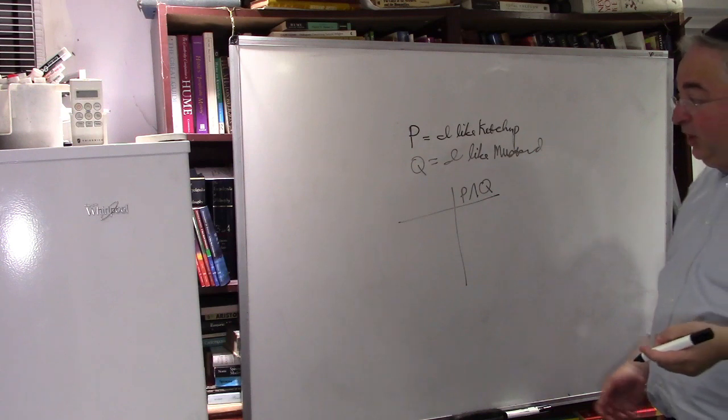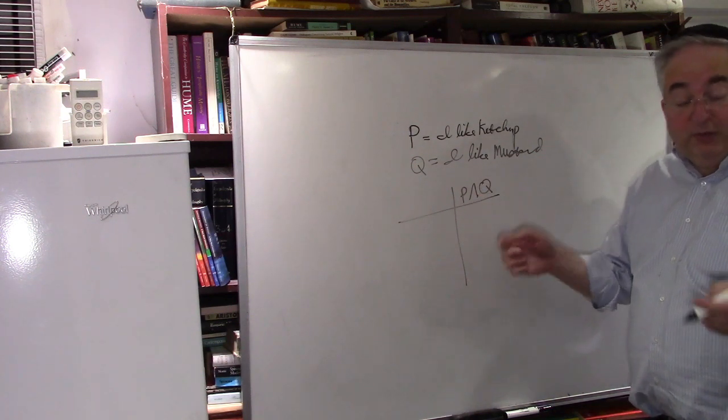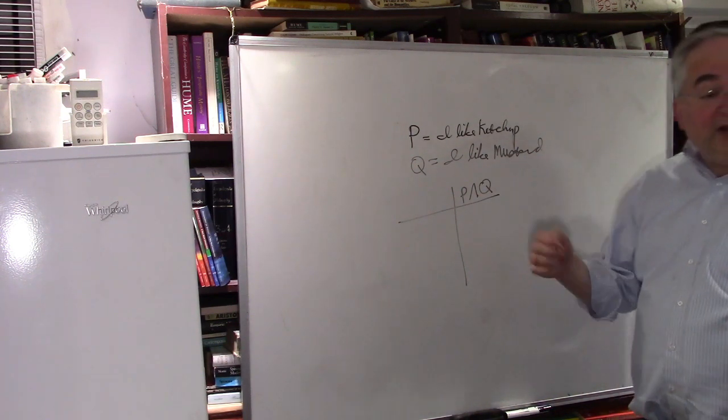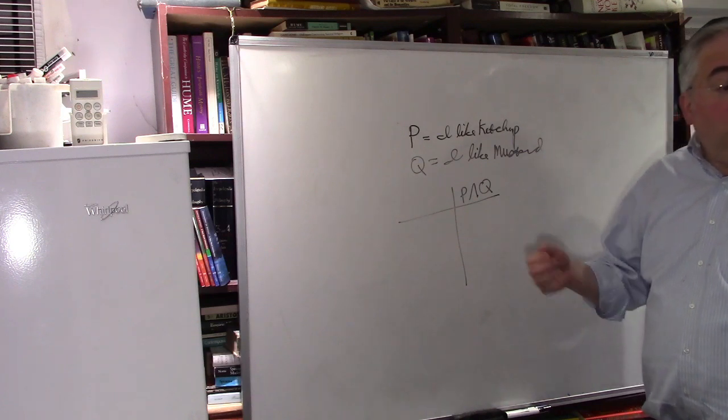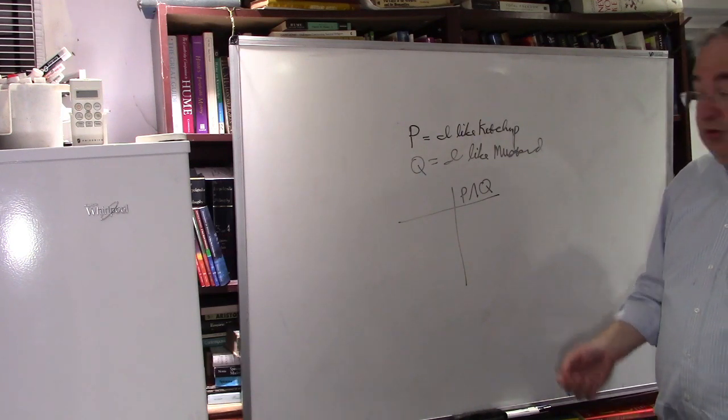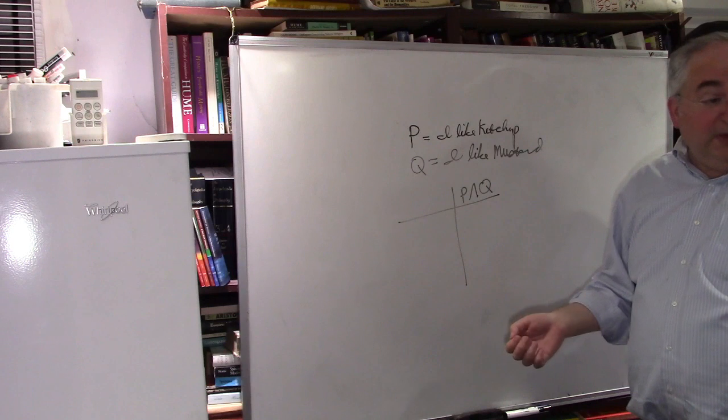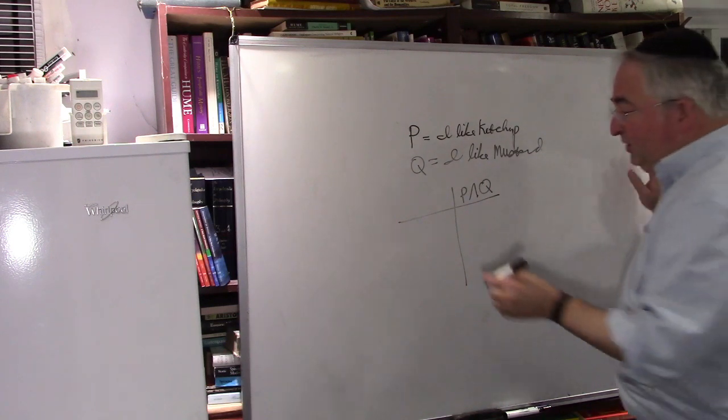And the answer is, when P is true. What does the P and Q mean? It says, I like ketchup and mustard. Okay, when is it true? Well, it's true when you like ketchup and you like mustard. Otherwise, it's not true. So let's go through.